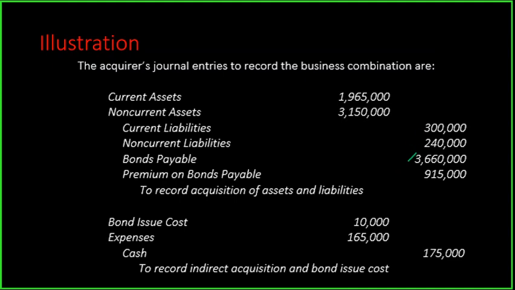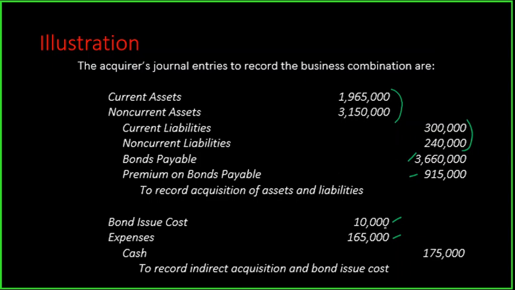And then you now have the premiums on bonds payable, which is 915. You record your bond issue cost at 10 and the other expenses at 165,000 pesos, with a credit to cash of 175. So as you can see, the fair market value of the assets and the liabilities assumed were not affected. This time, instead of crediting cash, you credit the liability, of course, at its face value. And the excess will go to premiums on bonds payable.